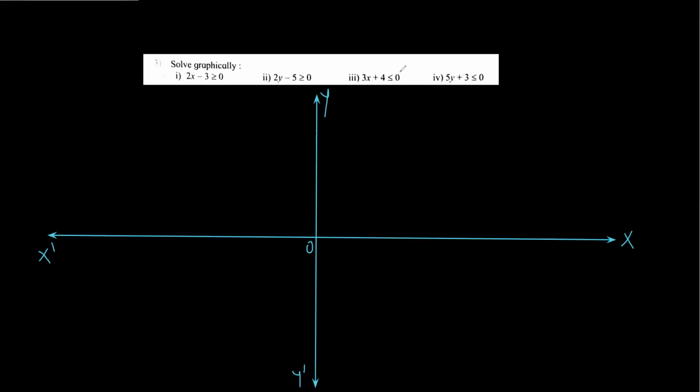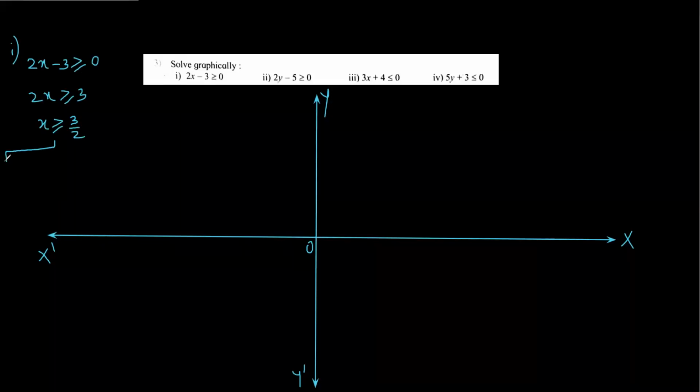So here I'm solving question number 1. It says 2x minus 3 greater than or equal to 0. That is 2x, I add 3 to both sides, so the sign of inequality does not change. 2x is greater than or equal to 3. I divide both sides by 2. So x is greater than or equal to 3 by 2.